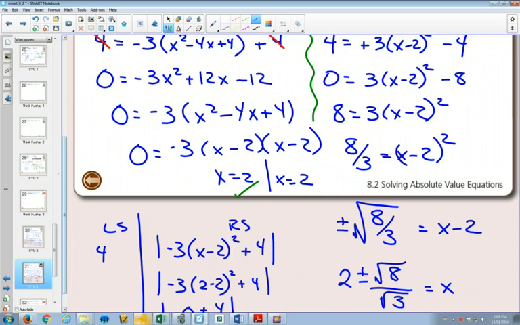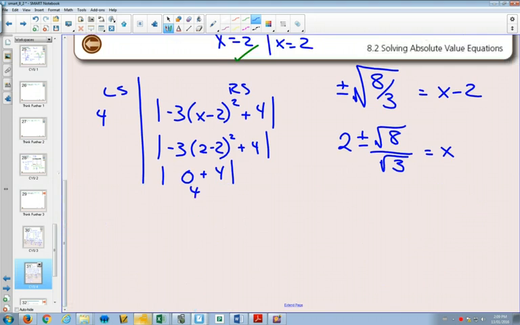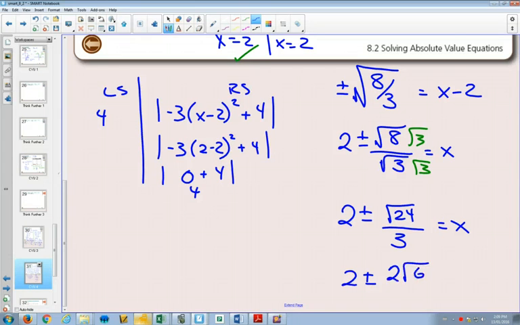However, are we allowed to have a square root on the bottom of an equation? No, so we have to rationalize the denominator by multiplying by root 3 over root 3, and we get 2 plus or minus the square root of 24 over 3 equals x. Is this completely simplified? We also have to go back to our radicals unit. 24 is 4 times 6. That's the fastest way.